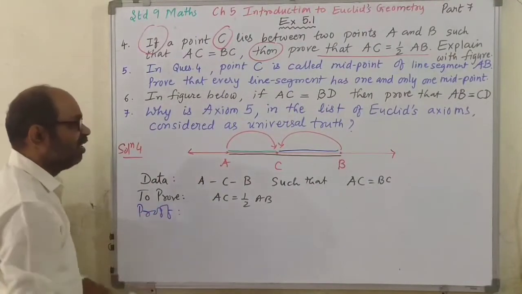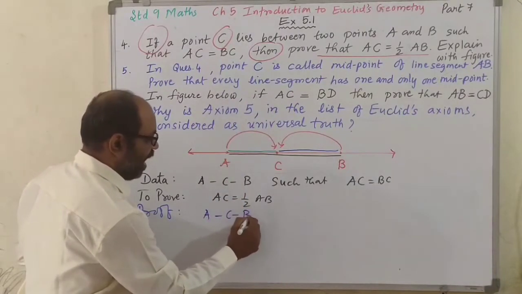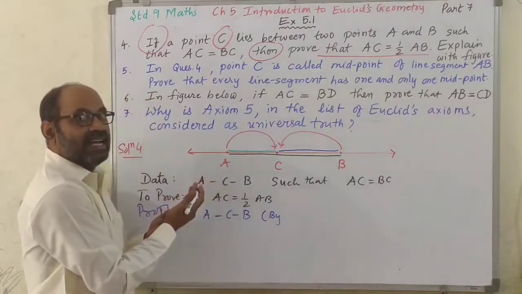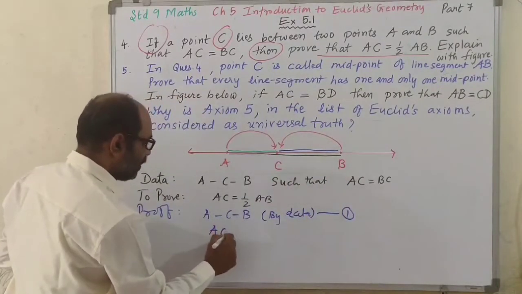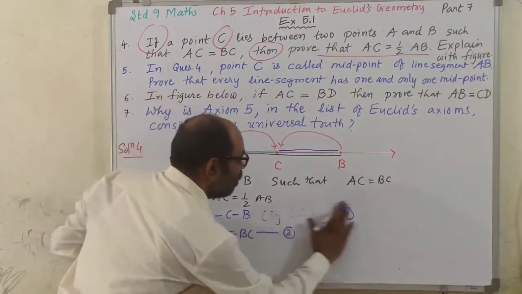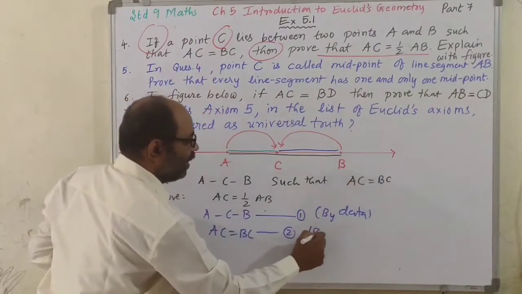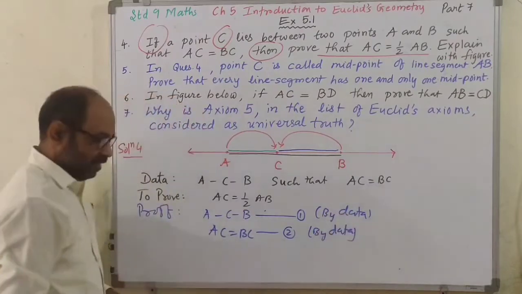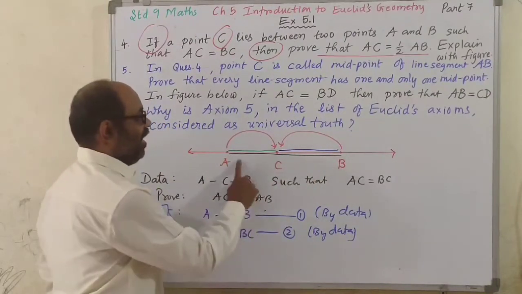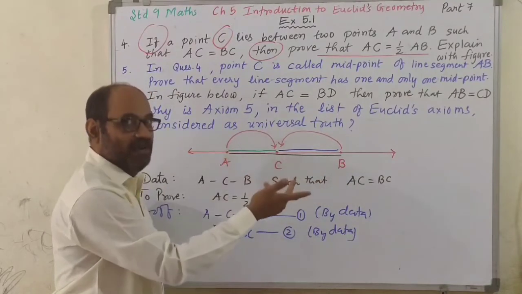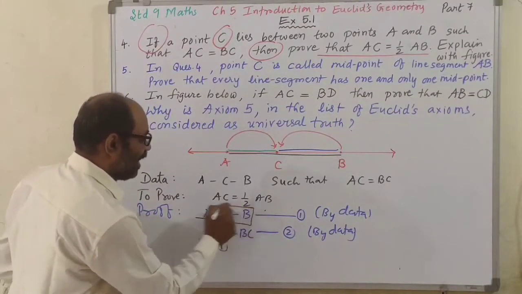Proof. A-C-B. How did you get this? By data, and I'm going to call it result 1. Also, AC equal to BC, let me call it result 2, also by data. Alright? Let's go. Remember betweenness: A-C-B. AC plus CB is equal to AB by betweenness, by result 1.